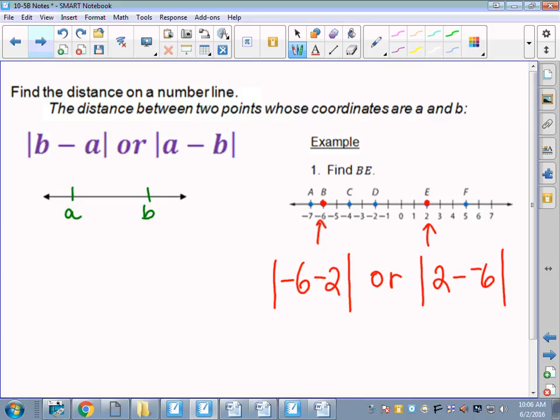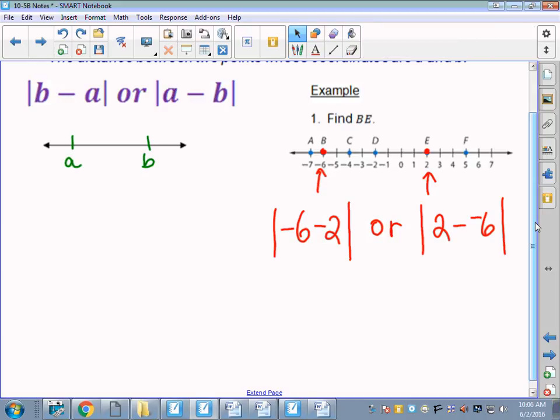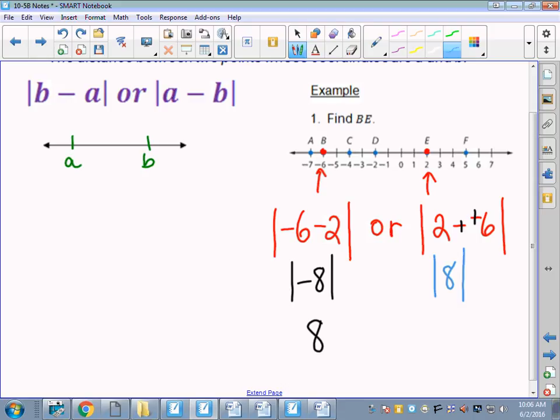As long as you keep the sign, that 6 has to be negative. Well, -6 minus 2 is -8. Absolute value of -8 is, remember, absolute value is always how far away from 0 is that number. We don't care which direction. How about over here, 2 minus -6? What is the absolute value of 8? So 8 is my answer either way. On a number line, though, you might have a tendency to count 1, 2, 3, 4, 5, 6, 7, 8 steps away. The distance is just how far in between. It doesn't matter if we're going from B to E or from E to B, as long as you do it one way or the other.